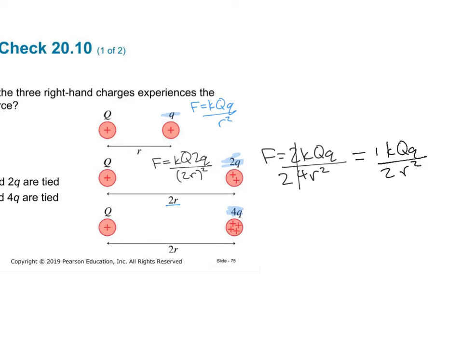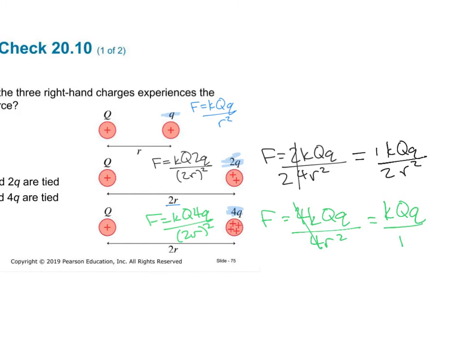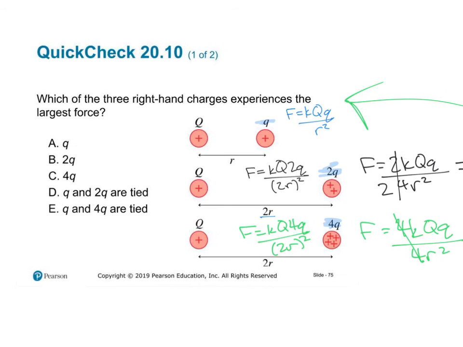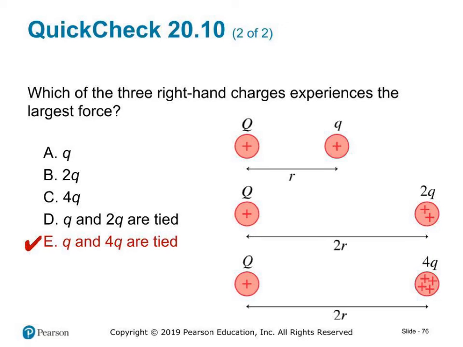I'll do it in green. Force equals K, big Q, 4 little q, over 2r quantity squared. So that is force equals 4kq little q over, if you do 2r quantity squared, you still get 4r squared. 4 over 4 is 1, and that becomes kq over r squared, which is the same as the first one. So 1 and 3 are going to be the same. And that answer choice is E. Q and 4Q are tied. And there you have it.